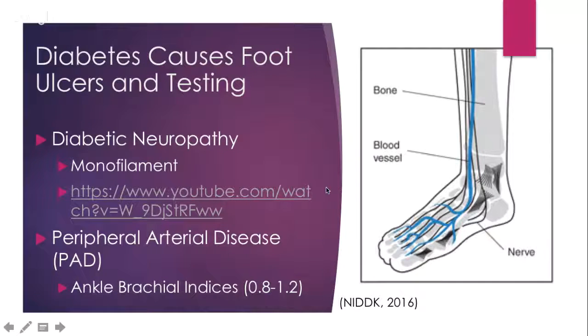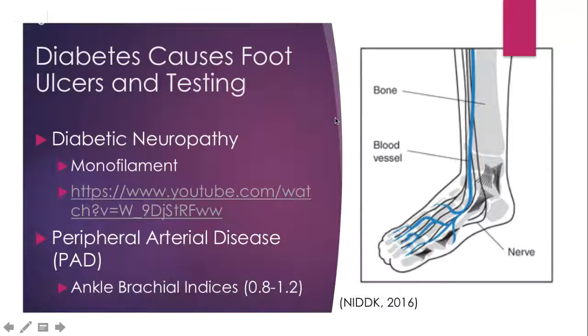So the second way that diabetes can cause foot ulcers is through peripheral arterial disease. So diabetes hardens the arteries that carry the blood from the heart to the feet. And because of this loss or inadequacy of blood flow, a person might develop a foot ulcer or might decrease the potential of the foot ulcer to heal.